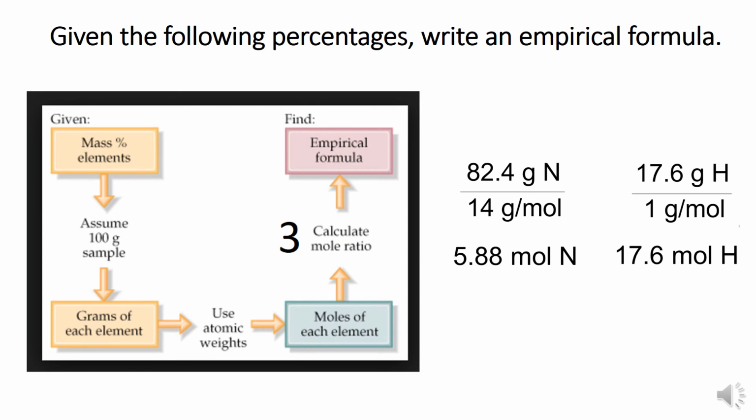So in step three, we're going to ask a simple question. Which mole value is the smallest? In this case, that is going to be the nitrogen. 5.88 is smaller than the 17.6. So I'm going to divide both of them by the 5.88. And when doing so, we're hoping to get a ratio, and we're hoping that it will be the simplest whole number ratio of elements within this compound. So let's divide both of these by 5.88.